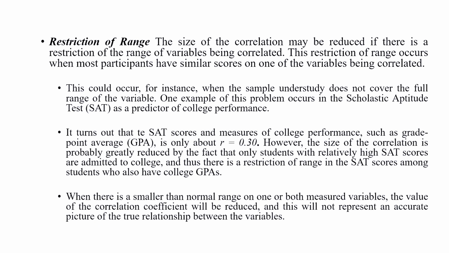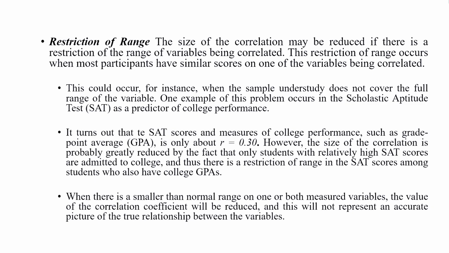Now this can occur in other various ways also. For example, sometimes the data on one of the variables is in a very restricted range. So the size of the correlation may be reduced if there is a restriction of the range of variables being correlated. Let us take an example, the one that the book has, Stanger's book. This could occur, for example, when the sample under study does not cover the full range of the variables. So an example was the values on the SAT test as predictor of college performance. Now it turned out that the SAT scores and measures of college performance, such as grade point average, the relationship is only 0.30, which basically depicts a weaker correlation.